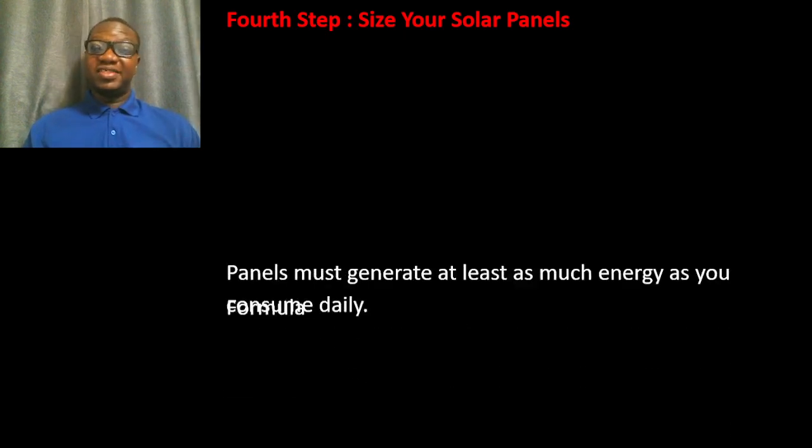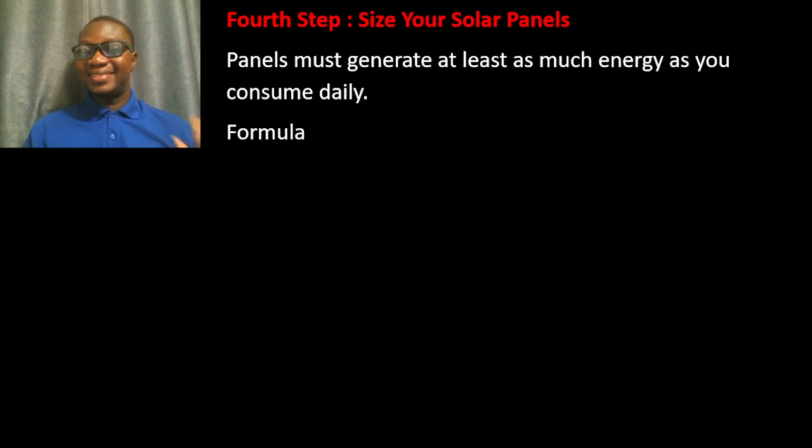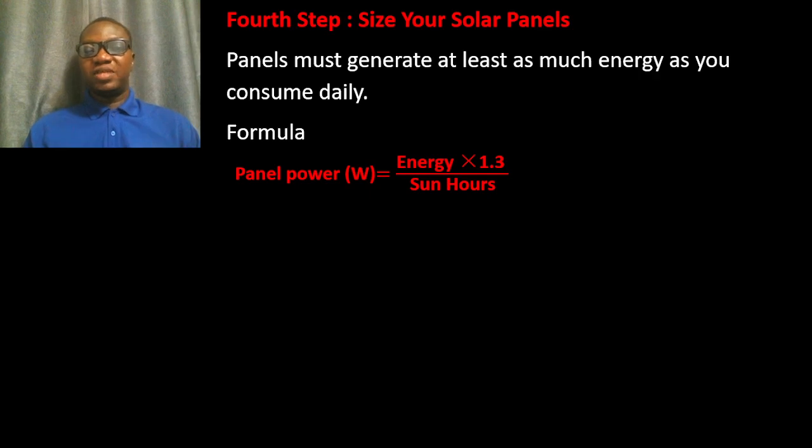So the fourth step is to size your solar panel, and this one is very, very critical and crucial. Panels must generate at least as much energy as you consume daily. You understand? So the daily consumption, the panel must be able to generate that. The formula for that is the power of the panel is equals to energy multiplied by 1.3 divided by the sun hours. That's the maximum hours you have sun.